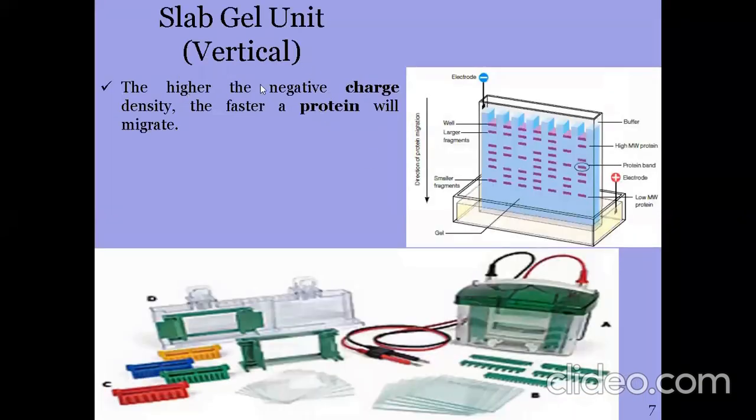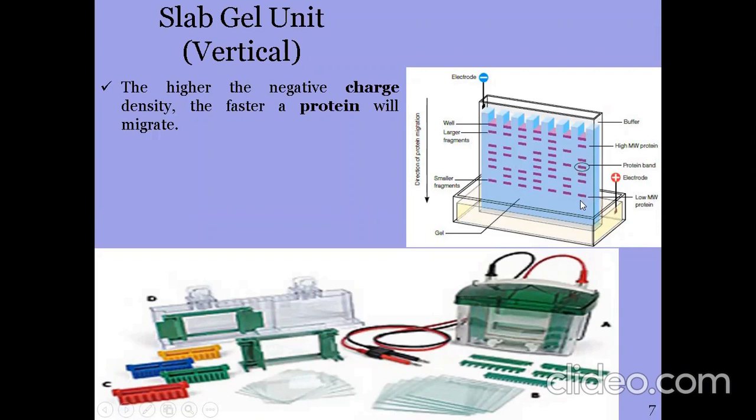And next is slab unit vertical. The higher the negatively charged density. So again, let me describe the figure first. This is the same figure which we have seen on the first slide. High molecular weight protein will be here, and these are the electrodes.